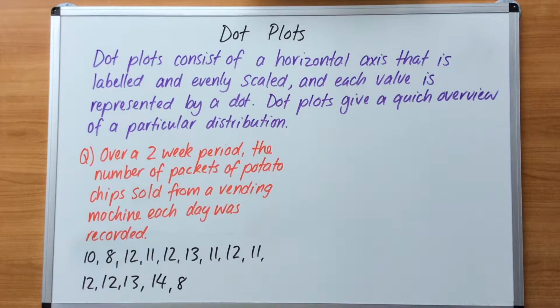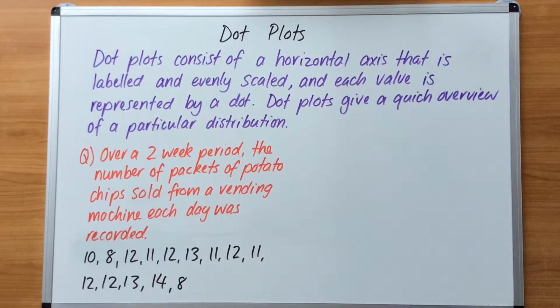In this video we are focusing on dot plots. So dot plots or line plots can be likened to picture graphs where each piece of data or score is represented by a single dot. Dot plots consist of a horizontal axis that is labelled and evenly scaled, and each value is represented by a dot. Dot plots give a quick overview of a particular distribution.